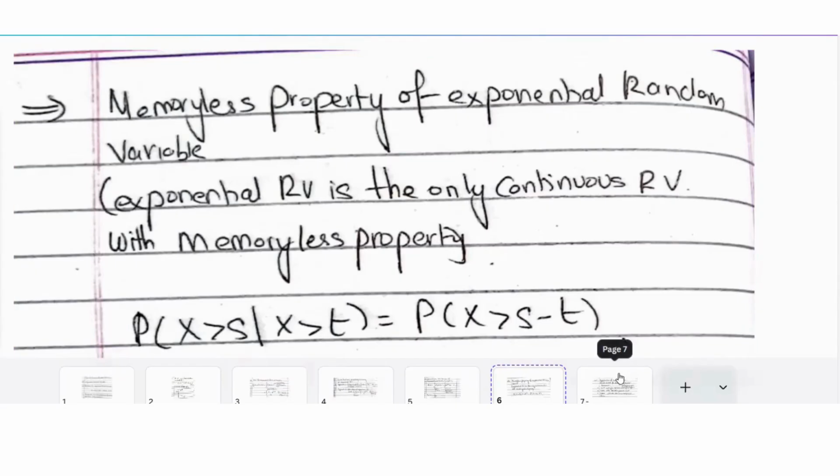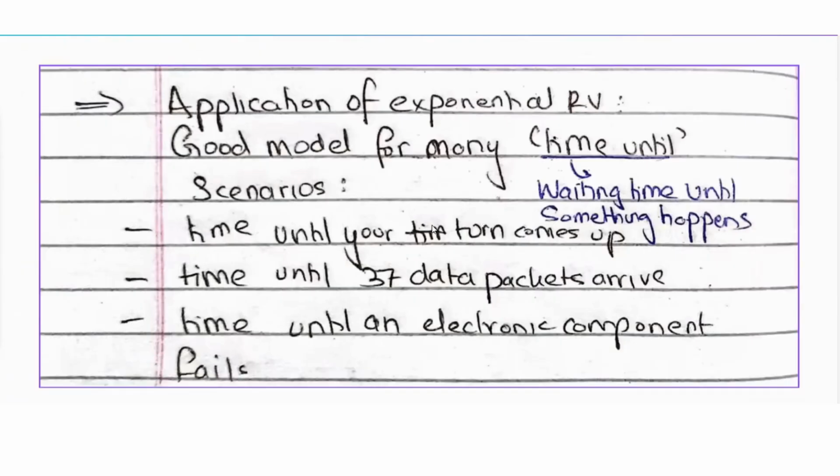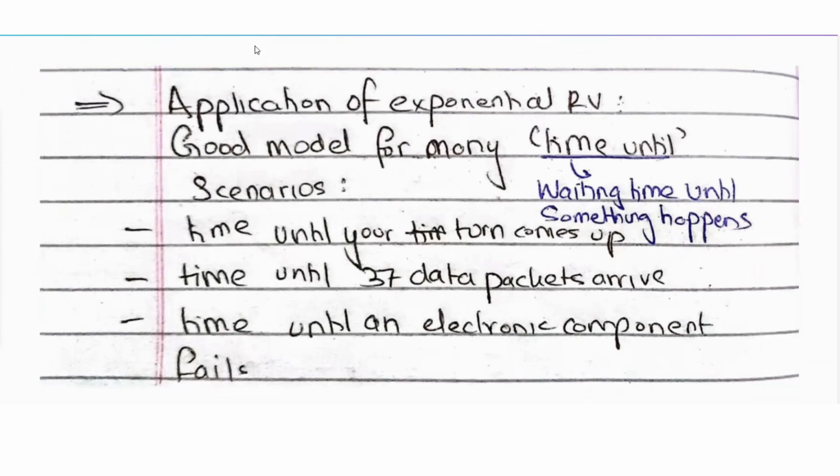Now, let's look at an application of the exponential random variable. It's a good model for many time-until scenarios, which means you're looking at the waiting time until something happens. It could be the time until your turn comes up, the time until 37 data packets arrive, or the time until an electronic component fails. So it's a good model for many time-until scenarios where you're focusing on the waiting time until something happens.